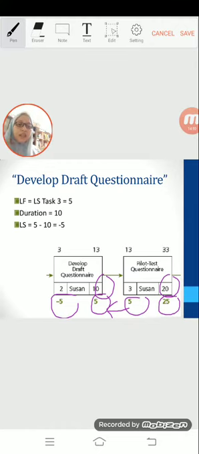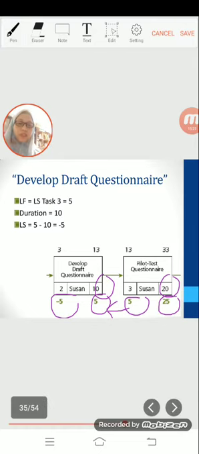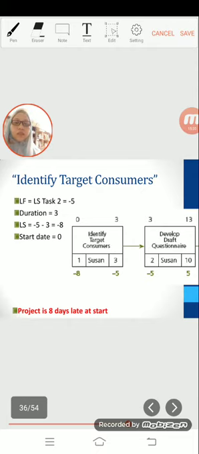Okay, develop draft questionnaire. If the LF for develop draft questionnaire is day 5, then LS is -5 because the estimated duration is 10 days. Okay, so now we have negative number. Okay, it's okay. We proceed first to calculate all this.